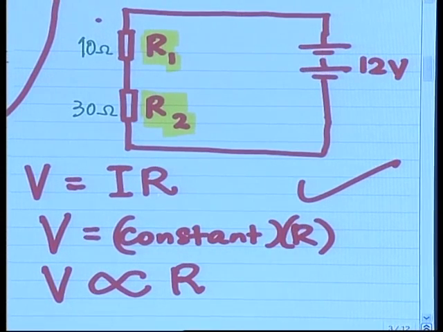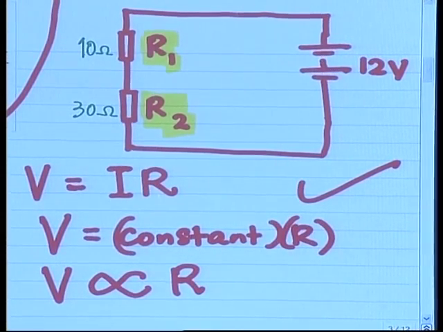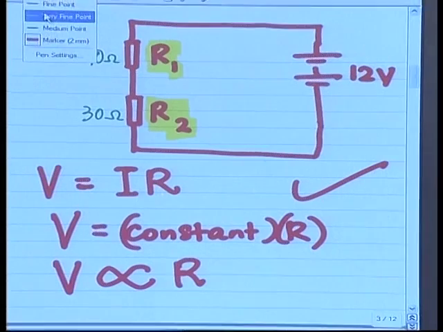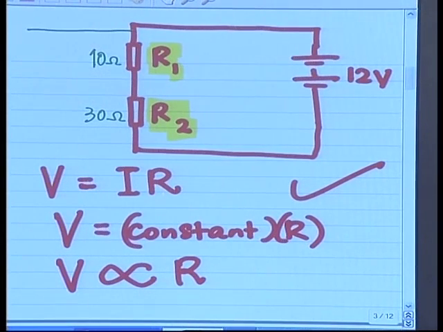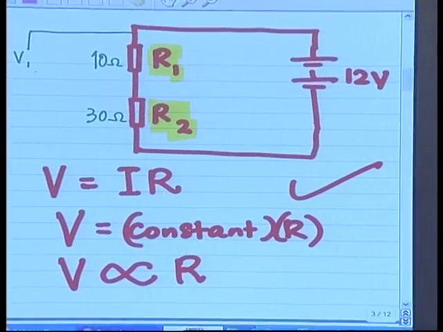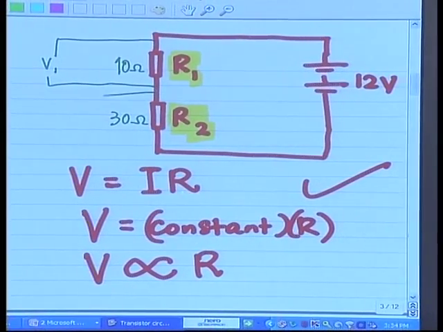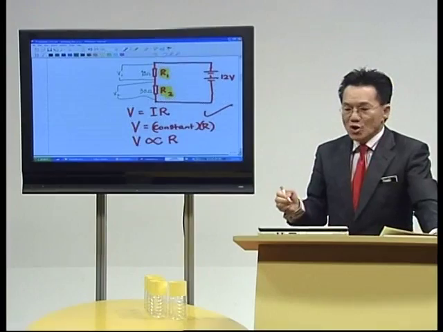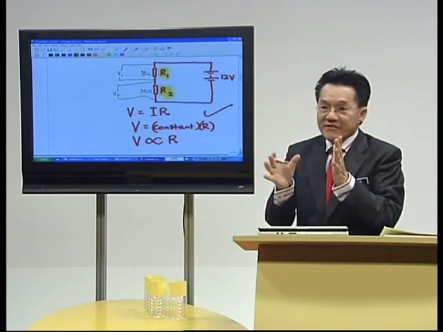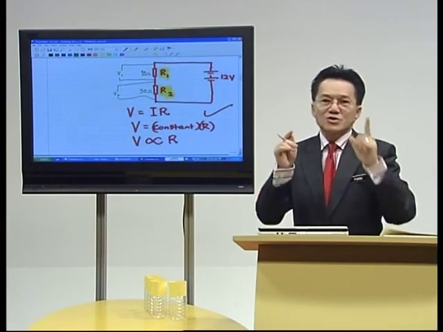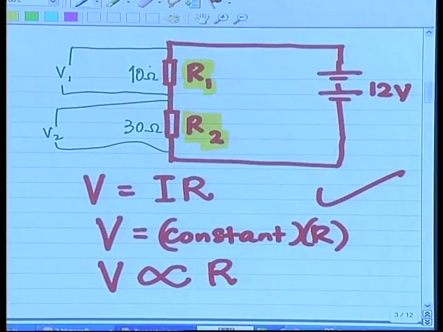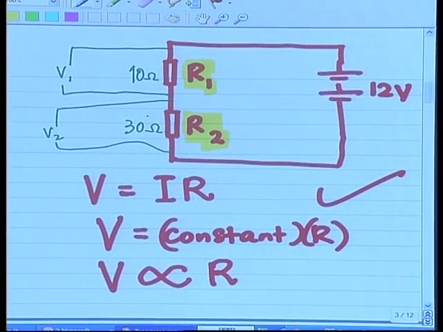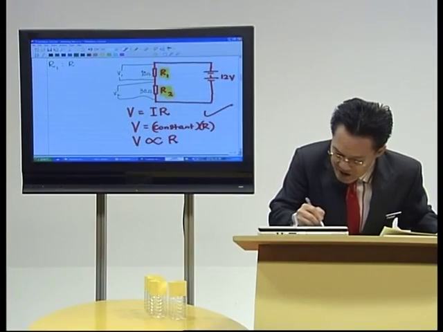Now what do I mean? Alright, what do I mean? Let me just draw and show you. Alright, so here I have V1. And here I have V2. Alright, so what is the value of V1 and V2? Let us do ratio. R1 10 ohms, R2 30 ohms. So what is the ratio of R1 to R2? R1 to R2, what is the ratio?